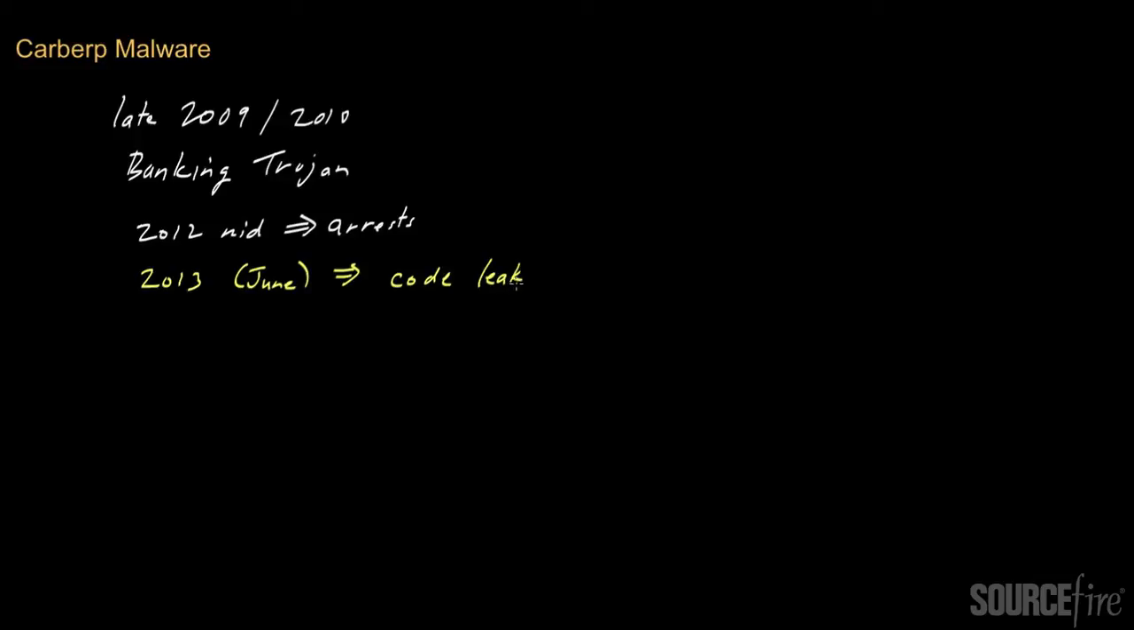Now, I do want to clarify that not all the source code leaked for Carberp. In particular, there was one aspect known as the rootkit, of which only part leaked. At the same time, the rootkit in Carberp is the same as the rootkit used in another piece of malware known as Rovnix, which is evidence that Carberp and Rovnix were developed by the same team of malware authors.